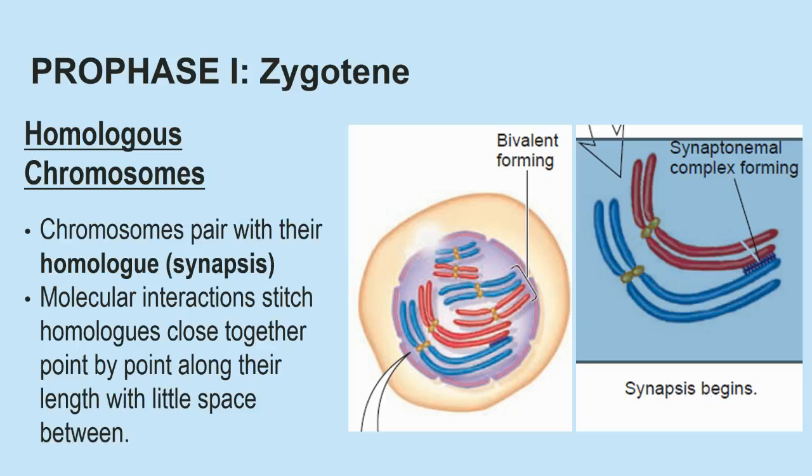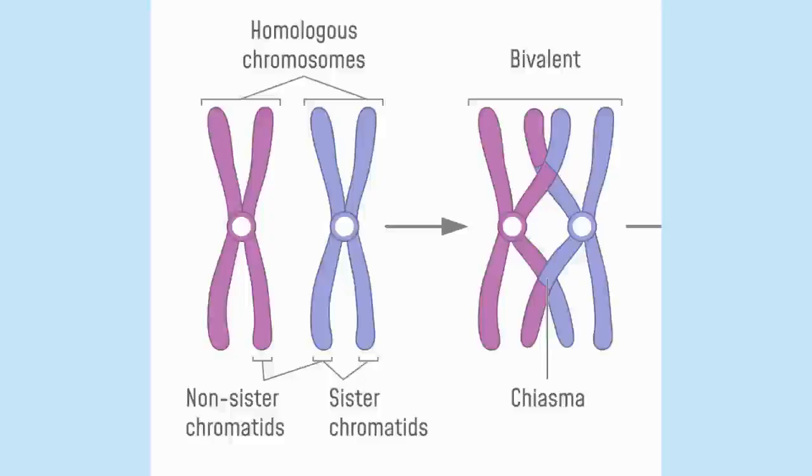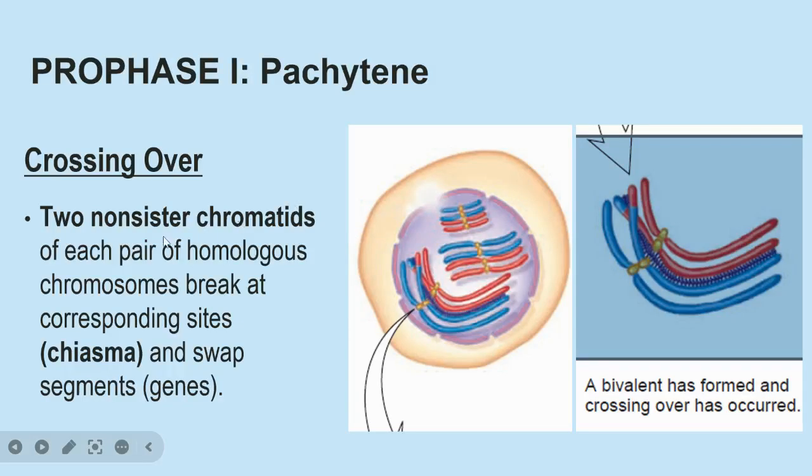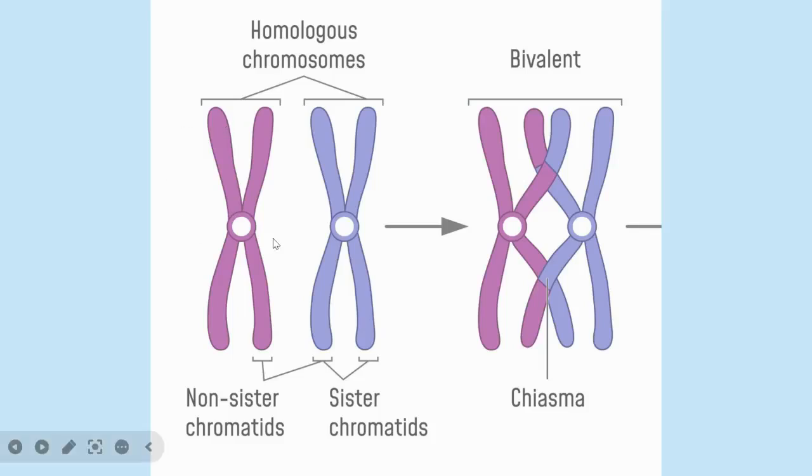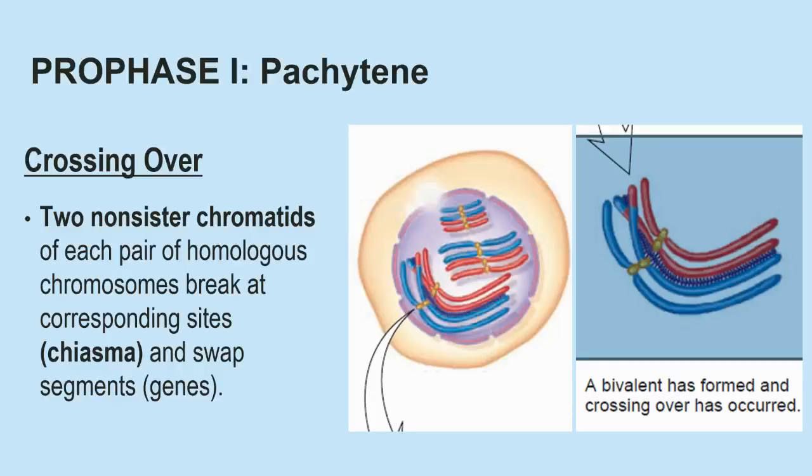The homologous chromosomes from each parent begin to pair up through a process called synapsis, forming structures called bivalents or tetrads. Ano po ba yung sinasabi nating bivalents or tetrads? Ito po sila. So two non-sister chromatids of each pair of homologous chromosomes break at corresponding sites or the chiasma and swap segments or genes. So ito po yung sinasabi nating chiasma. When we say chiasma, it is the site where the chromosomes break. Mapapansin po ninyo, meron po tayong nag-swapping of genes here, crossing over po.